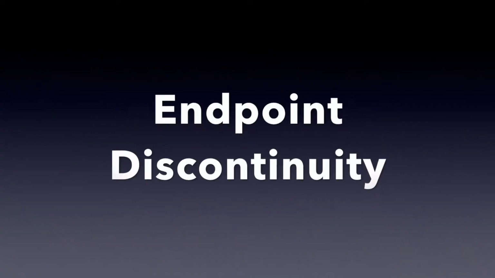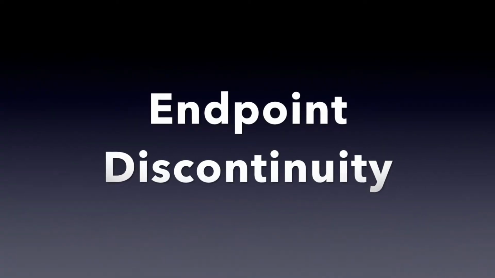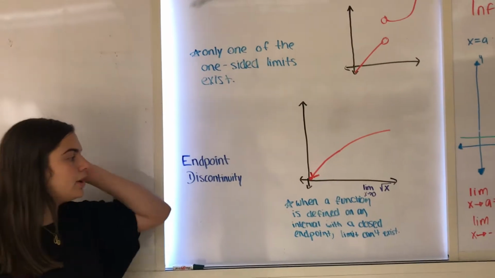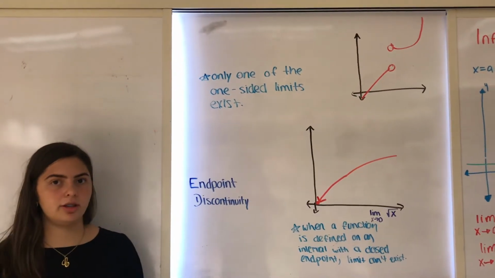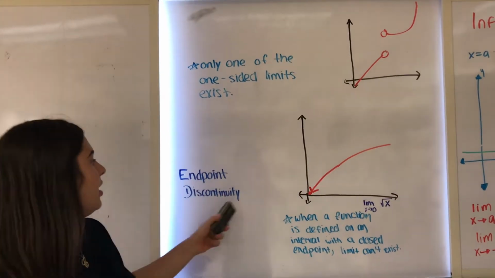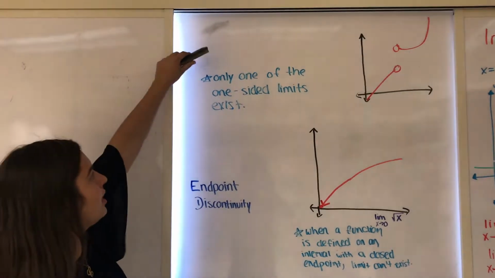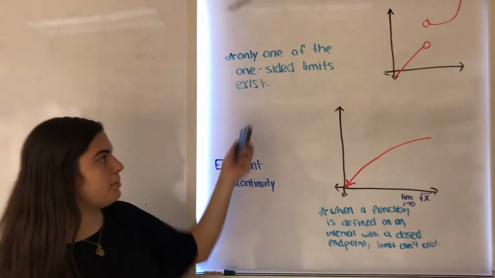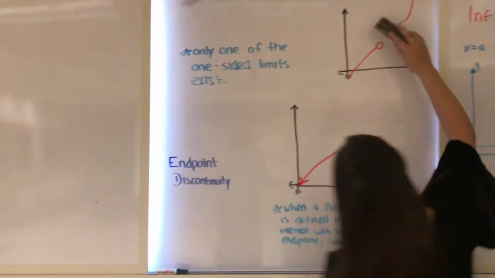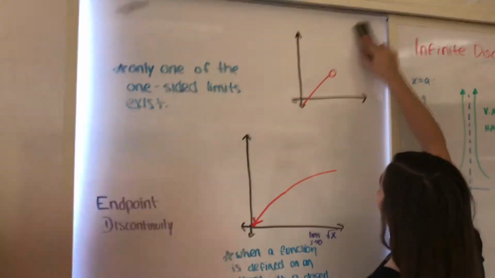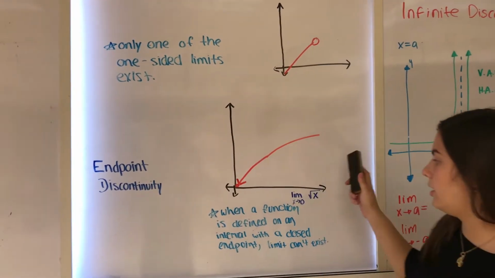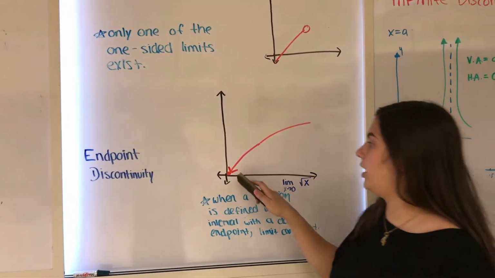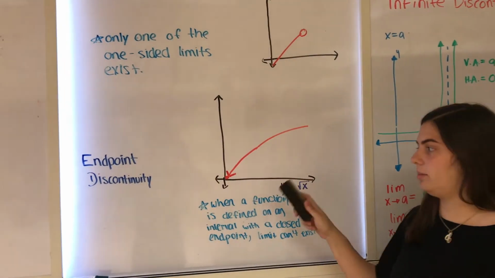The fourth example that we're going to explain is the endpoint discontinuity. When a function is defined on an interval with a closed endpoint, the limit does not exist. The endpoint discontinuities are the ones where only one of the one-sided limits exists. So here, this will be an endpoint discontinuity, with the other one as well. And here we have another example where x approaches 0, so the limit does not exist.